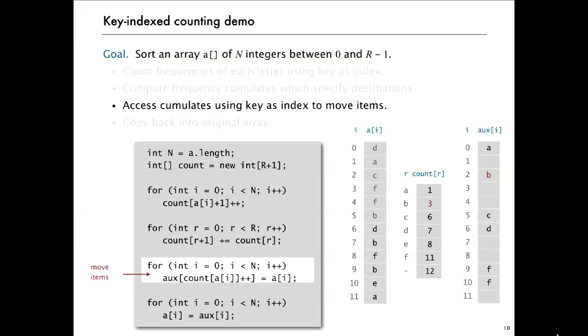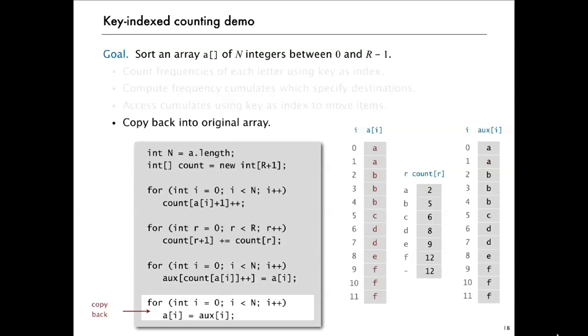So now we get the other D, which goes into 7. We get another B, which goes into 3, and then increment to 4 for where the next one goes. F goes into 11. The last B goes into 4, the E goes into 8, and the second A goes into 1. So that's move the items, again, simply by using the key as index into the count array. And then the last step is to just copy the sorted array back into the original input. That's a demo of key index counting.